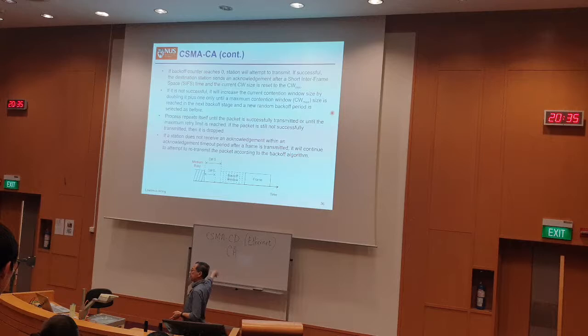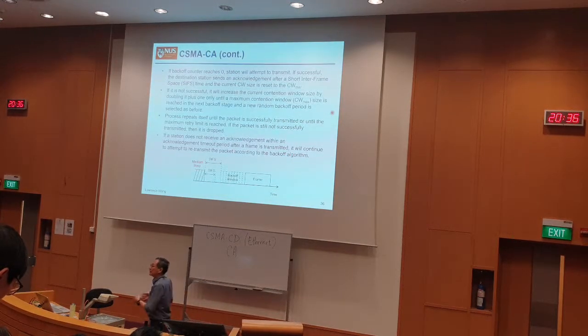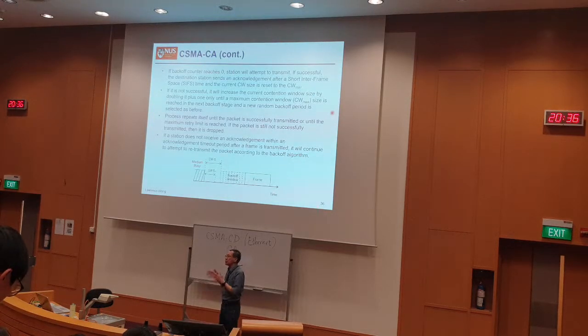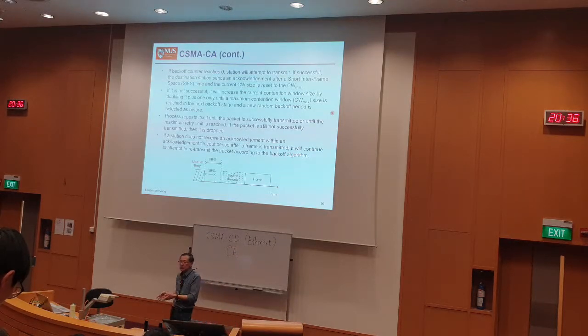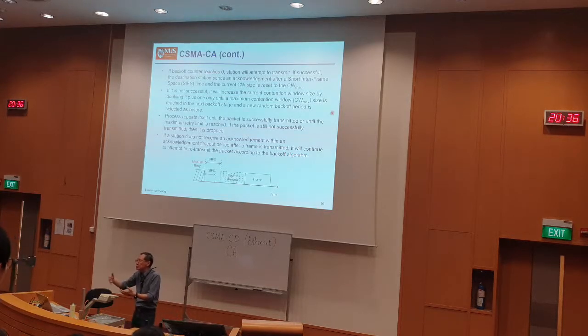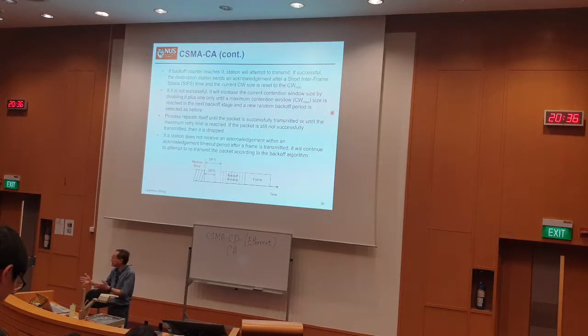Your recipient, your destination, who wants to send you an acknowledgement, and you're anxious, like you're waiting, where's my acknowledgement? So the destination node knows that you're waiting. The destination node, in sending the acknowledgement, will use SIFS. That means the destination node will have priority to send the acknowledgement compared to another user who wants to send data, because SIFS is shorter.